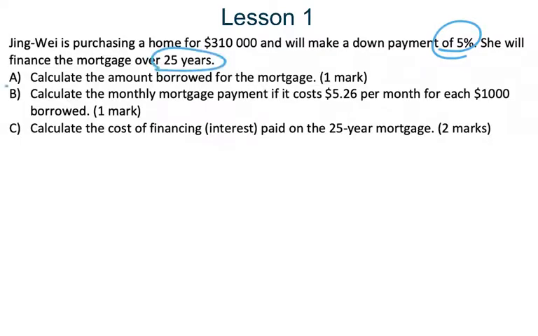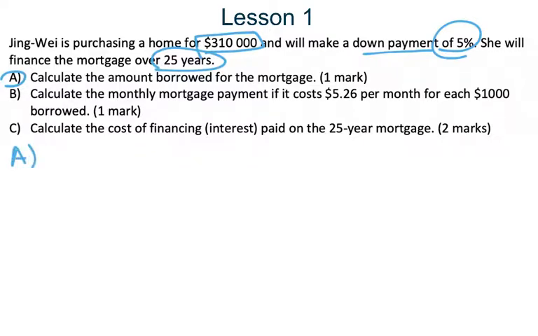And for the first part, we want to calculate the amount borrowed for the mortgage. So how much she needs to borrow. Well, if she's going to make a down payment of 5%, that means 5% of the amount she already has. So she will give that money in cash, right? So she doesn't need to borrow it. So let's see what amount this is.